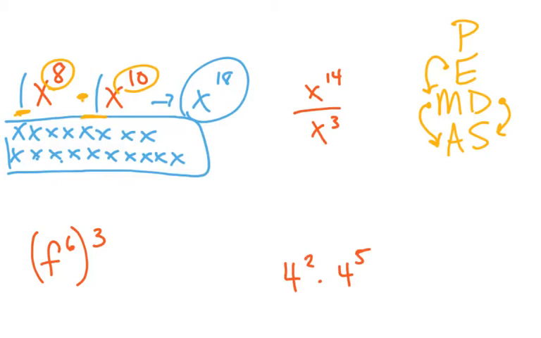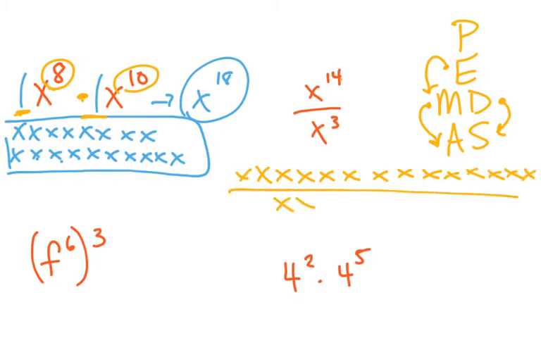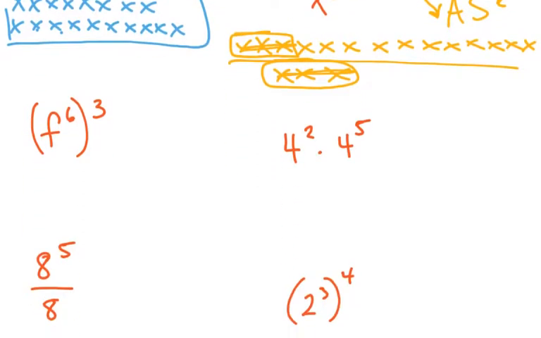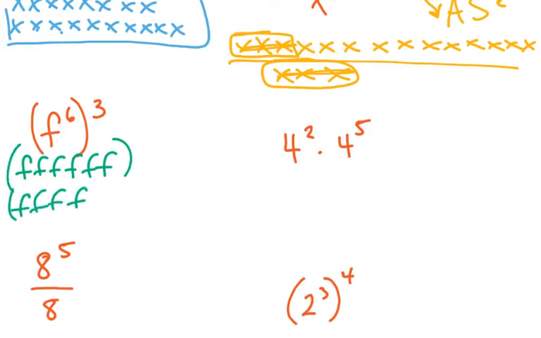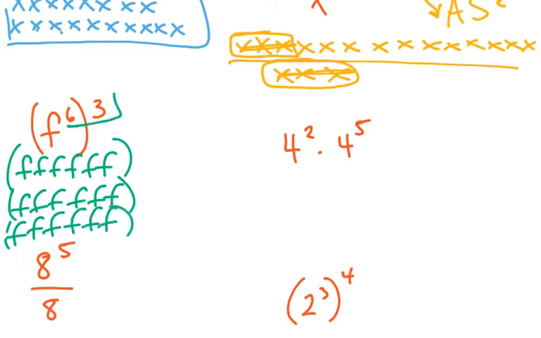So here, looking at x to the 14th over x to the 3rd, again, we could list it out. 1, 2, 3, 4, 5, 6, 7, 8, 9, 10, 11, 12, 13, 14, over 3 of them, right? So I could wipe out these 3 and these 3 and then count them up. Or I could subtract and get x to the 11th. Here I have 6 f's, 1, 2, 3, 4, 5, and then I have 3 of those, right? So I can do this again and again, and then count them, or just multiply here and get f to the 18th.